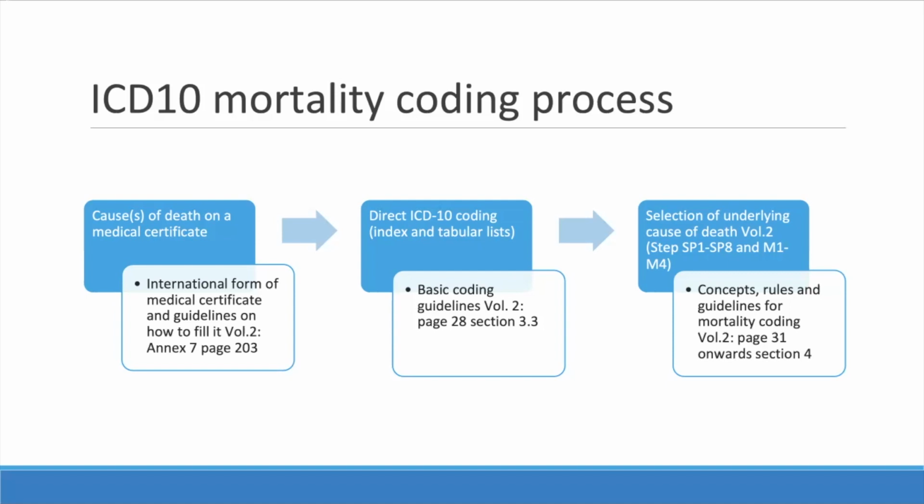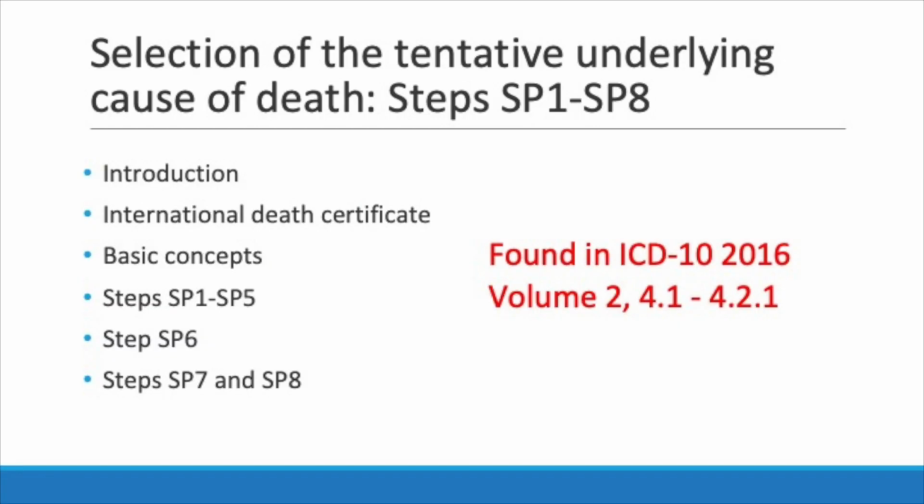First, the mortality classification rules and guidelines in ICD-10 Volume 2 are meant to be applied to cause of death information reported on the standard International Medical Certificate of Cause of Death as recommended by the World Health Organization. Next, in order to apply the rules properly, an ICD-10 code number should be applied to each cause of death reported. Basic coding guidelines can be found in Volume 2. And finally, the mortality classification rules and guidelines found in Chapter 4 of ICD-10 Volume 2 are applied to the coded information on the death certificate. The next few slides present a short review of the information available in Volume 2.